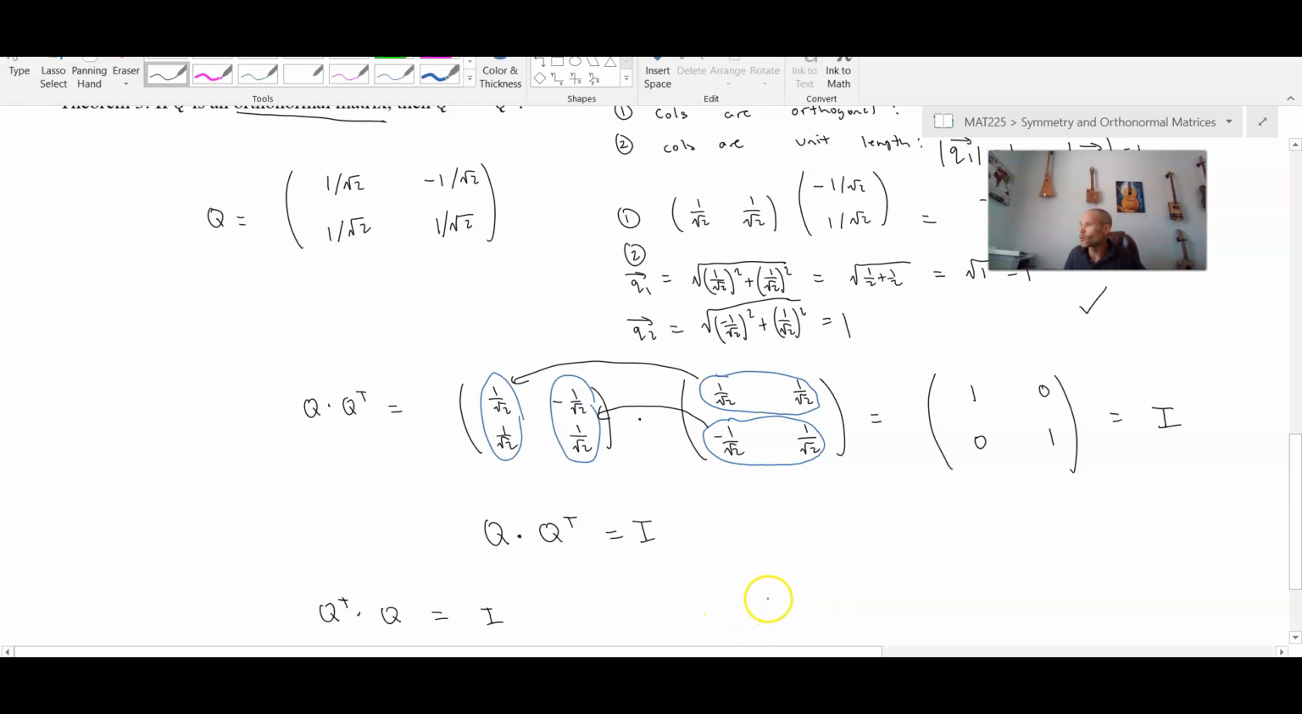And what this concludes is that Q transpose is the inverse matrix of Q. Why is that the case? Well, because any matrix that when multiplied by another matrix produces the identity in both orders is considered to be the inverse matrix. So that's an example of multiplying an orthonormal matrix by its transpose and seeing that the transpose is the inverse.